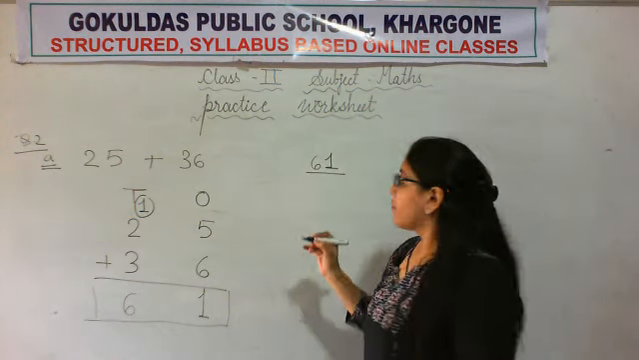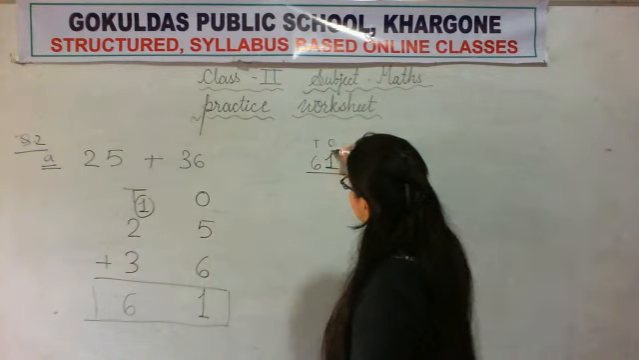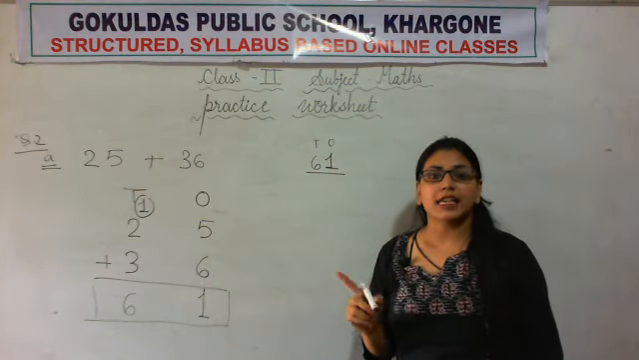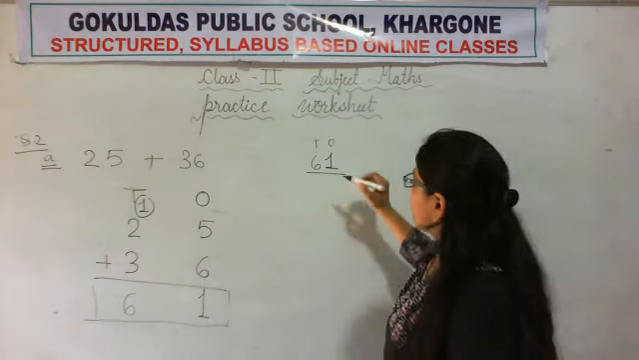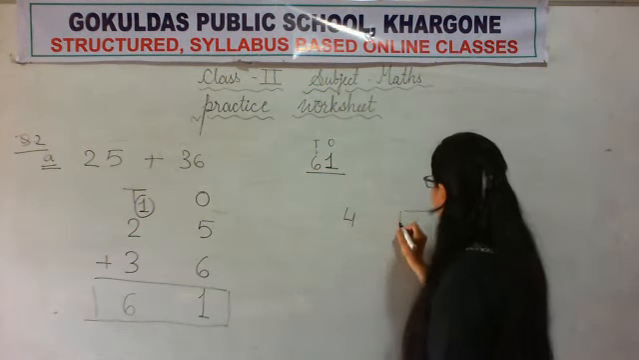We have to round off to the nearest tens. This is the tens place and this is the ones place, and the question is asking us to round off to the nearest tens. This is the tens place. So remember this 4 and 5.